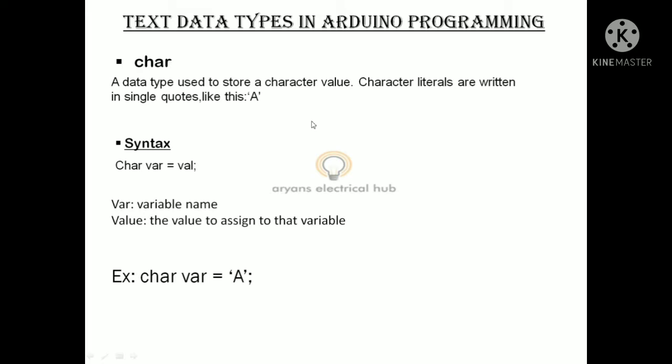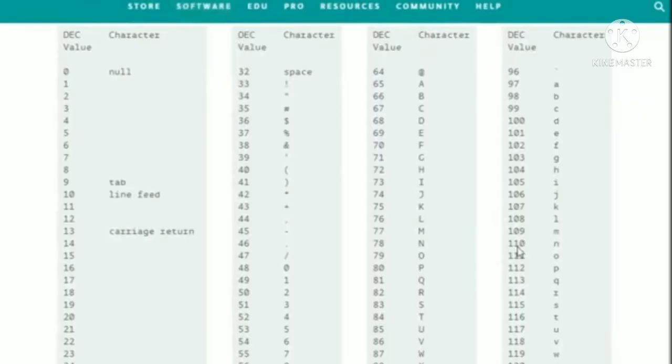So what are characters? You can see a chart on your screen. It is called the ASCII chart. You can see the decimal values and their outputs. All outputs are there, like capital letters, small letters, numbers, etc.